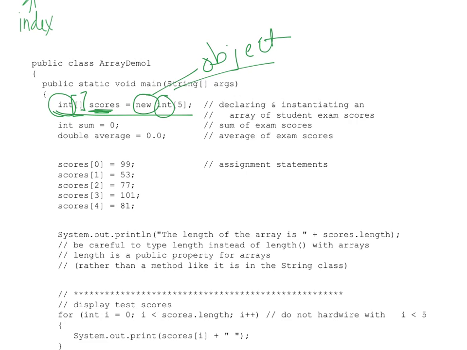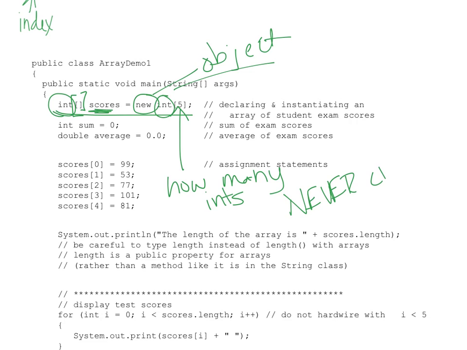Okay, this number right here tells you how many values. So how many ints are being stored. So that number can never change. You can't make an array bigger once you've made it. So that's obviously a conundrum that we have to deal with. But you can't make it bigger or smaller once you've created it. So there you go.